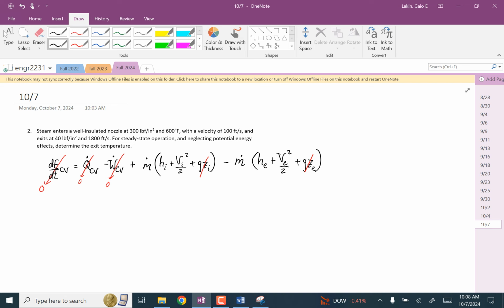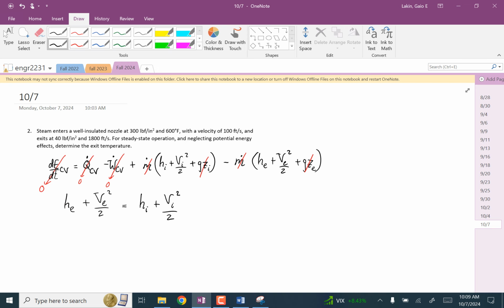Since everything that doesn't have an m dot in front of it is canceled, we can divide everything by m dot. And so we just get that h_e plus V_e squared over 2 is equal to h_i plus V_i squared over 2.